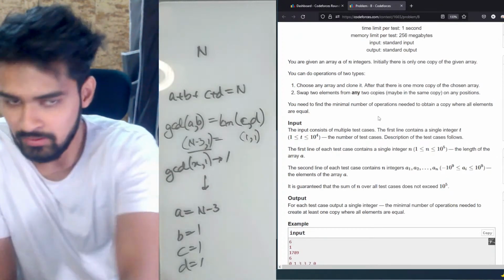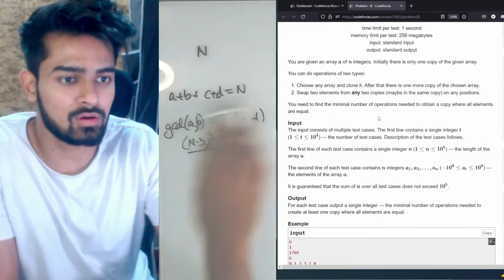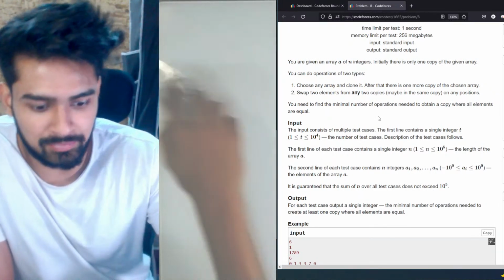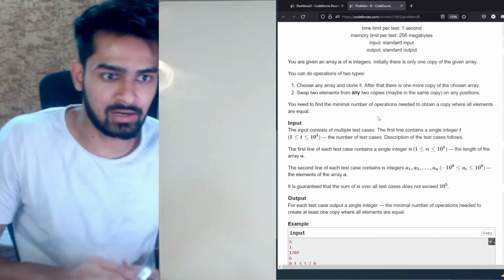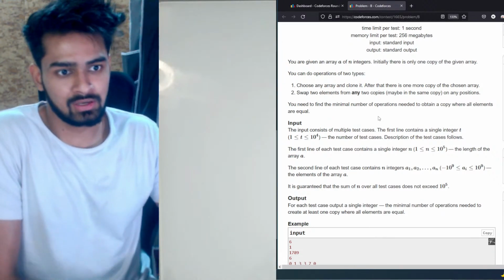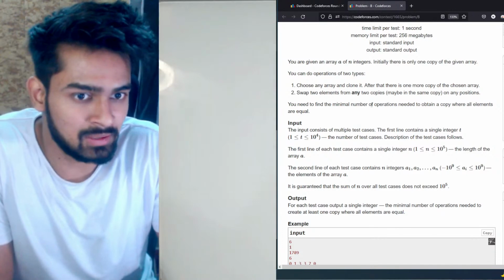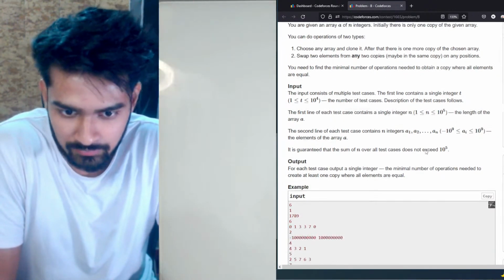Cool. Now for problem B, you're given an array A of n integers. Initially there is only one copy of the given array. You can do operations of two types. Choose any array and clone it. After that, there is one more copy of that chosen array. Swap two elements from any two copies on any positions. You need to find the minimum number of operations needed to obtain a copy where all elements are equal.